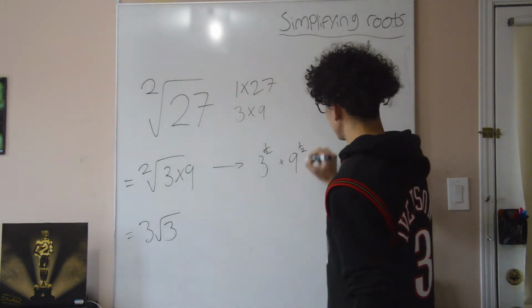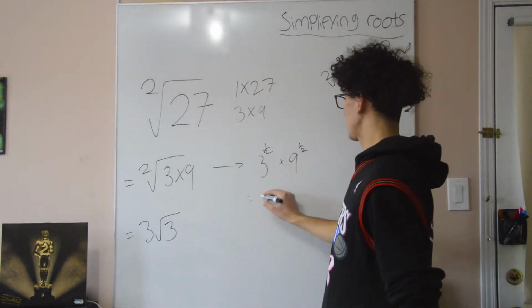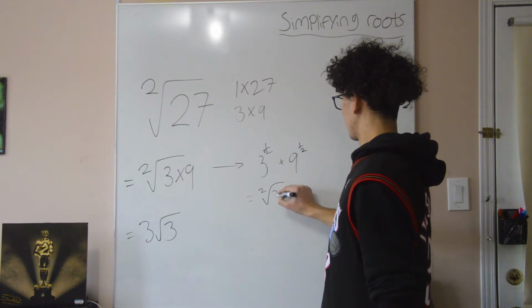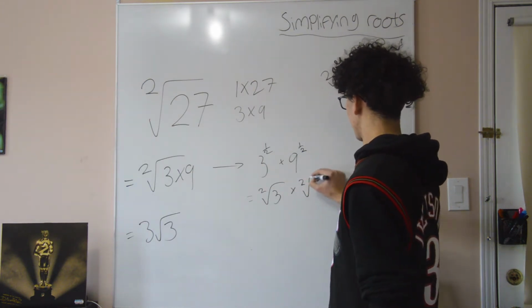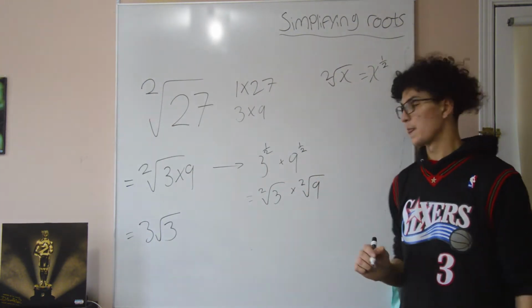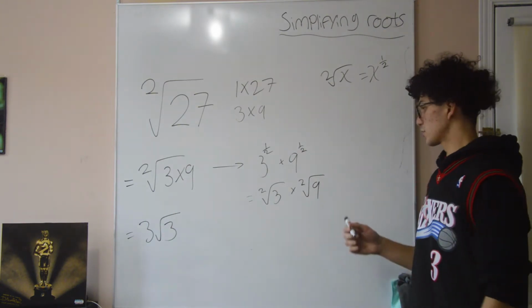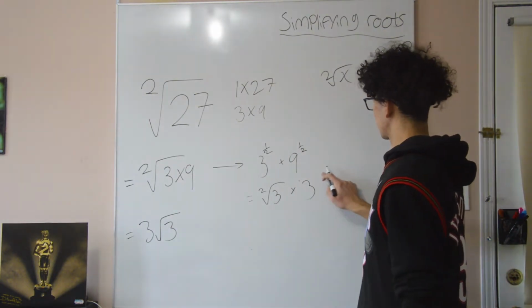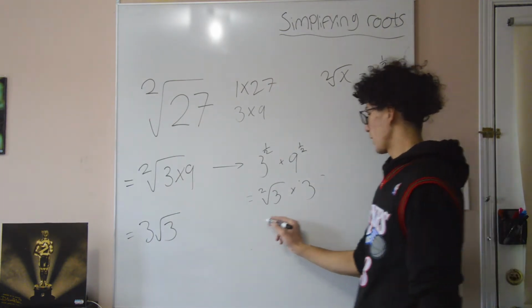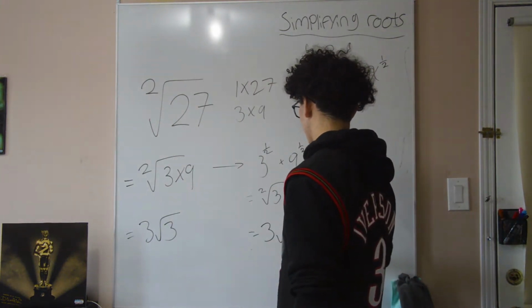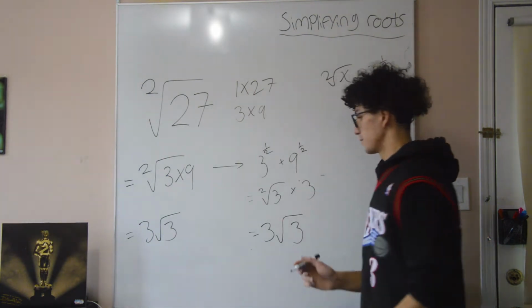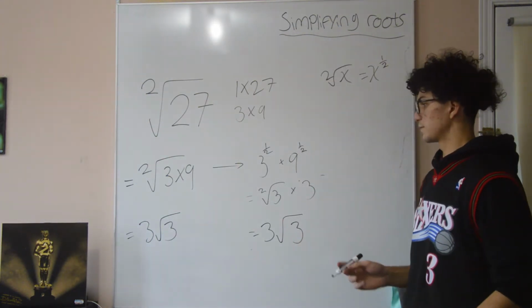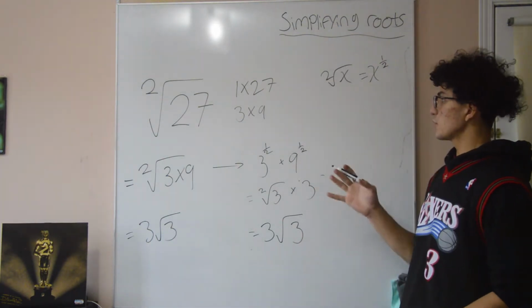So now we're given this, which equals square root of 3 times square root of 9. And we know the square root of 9 is equal to 3. Just like that. So then, we get the same answer: 3 times root of 3. Just like that. And that's how we do stuff like this.